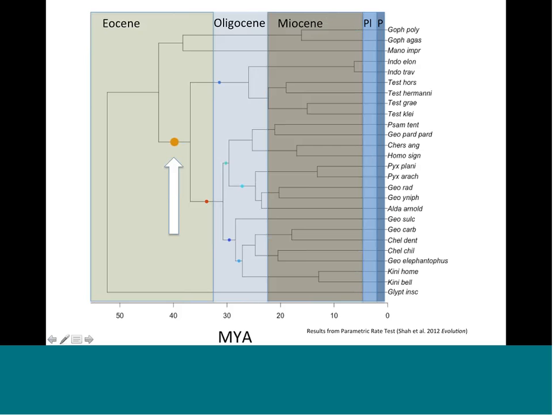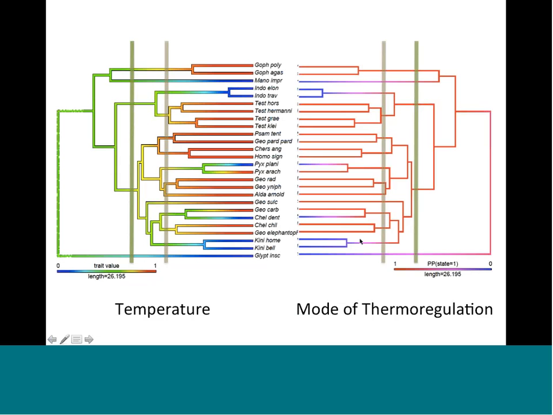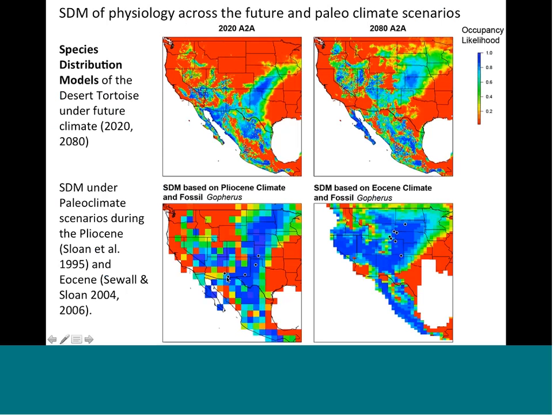Now, the Miocene was hot, and it's just going to get as hot as the Eocene, so it'll be interesting to see what happens. So we can compare various traits like modes of thermal regulation, thermal conforming versus the actual body temperatures that the tortoises have in the present day, and reconstruct temperatures in the past. I just want to show you how the modern-day scenarios of climate change and extinction of tortoises in the desert southwest and their presumable expansion into these regions is eerily similar to what happened during the hottest times.